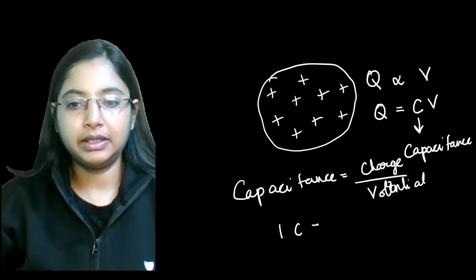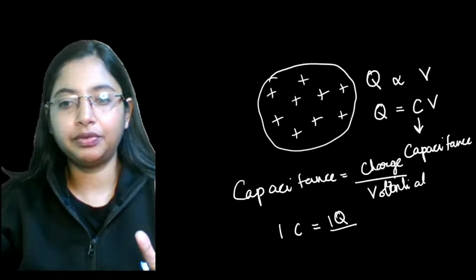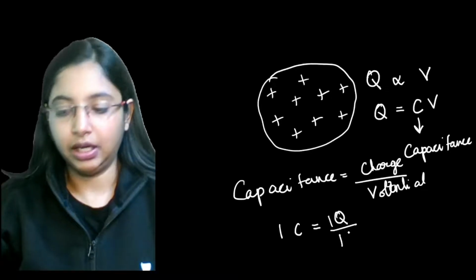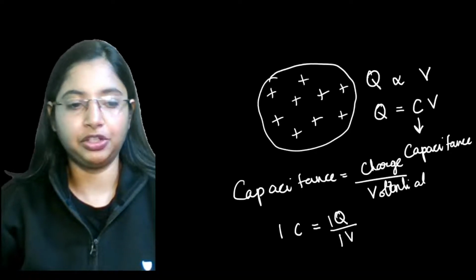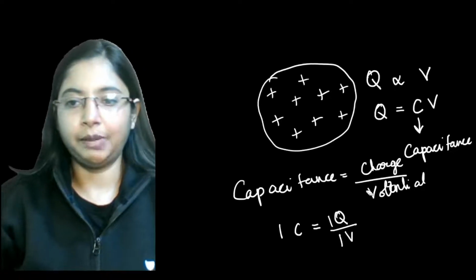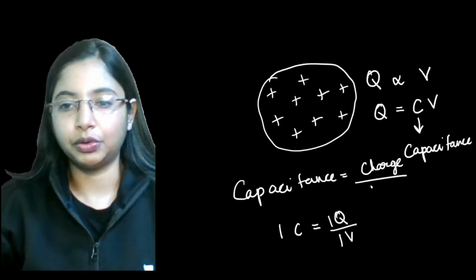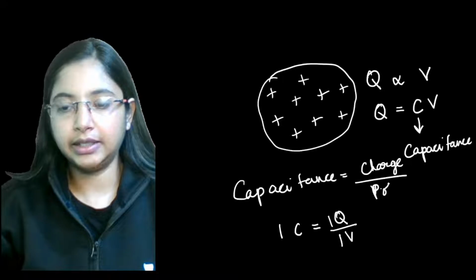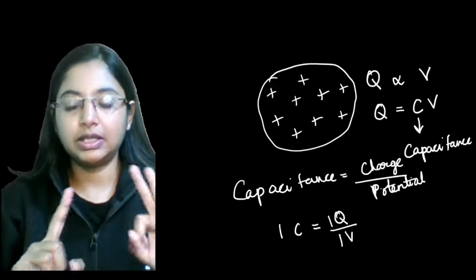So one capacitance is nothing but how much charge we need to increase the potential of this capacitor by one potential difference, right? To increase the potential of this capacitor by unit amount. That is what the meaning of your capacitance is. This capacitance depends on certain things.